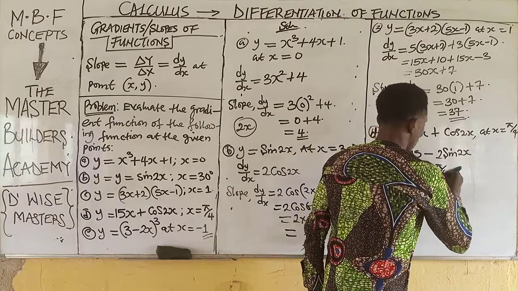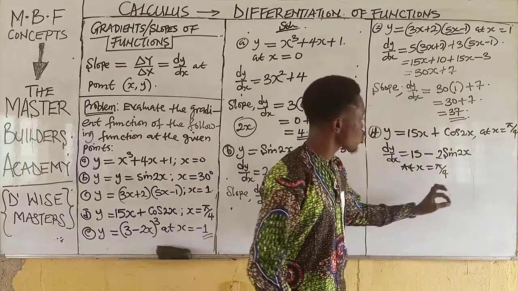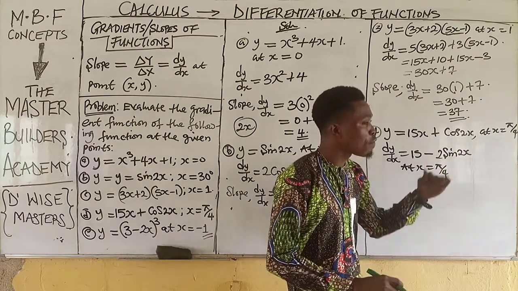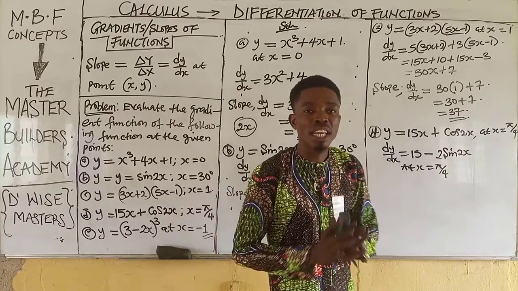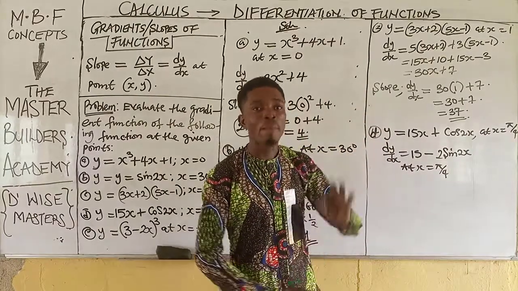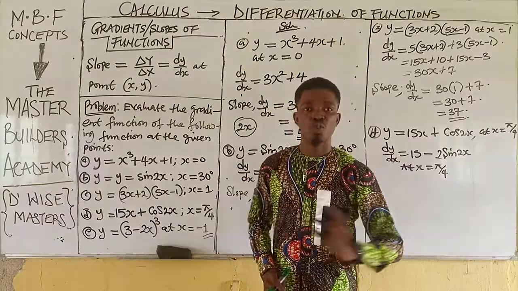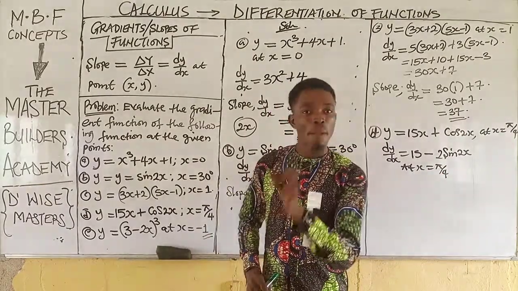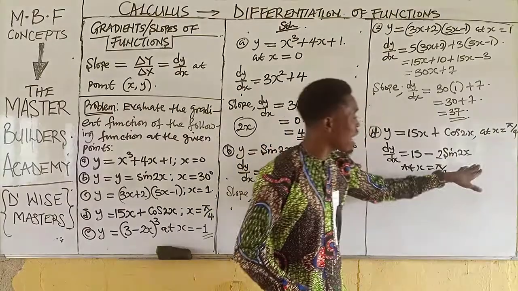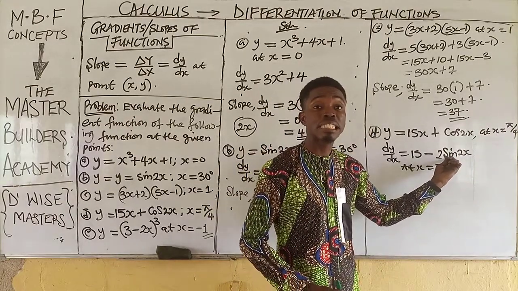So the next thing we are quickly going to do is to note that at x is equal to pi over 4. The next thing you quickly do is to observe, where do I have the x? Is it in front of a trig or in front of a geometry? Because you need to understand that in geometry, pi is 22 over 7. But in trig, pi is 180. Are you there? So the x that we have now is in front of a trig.